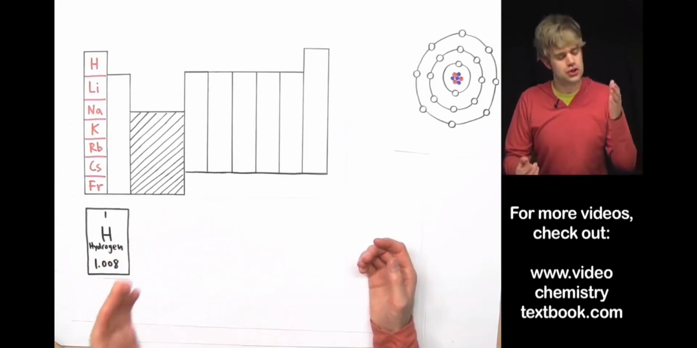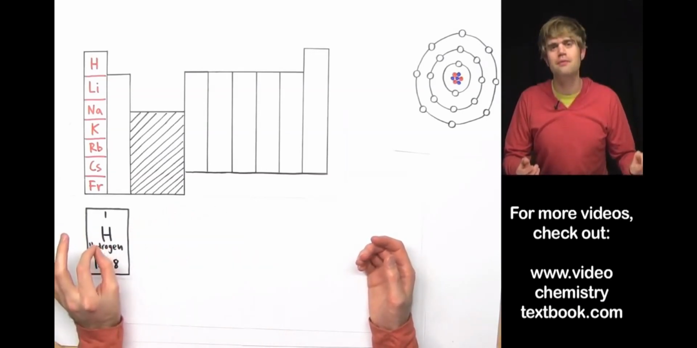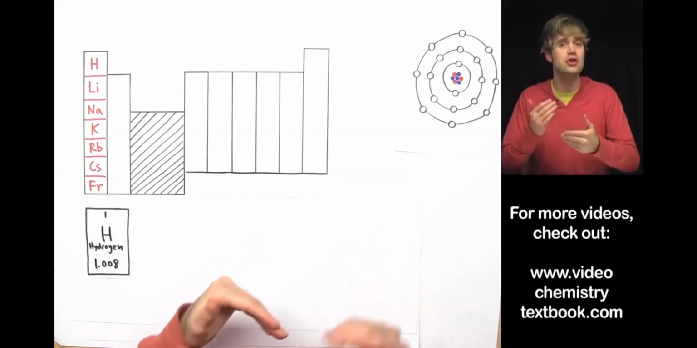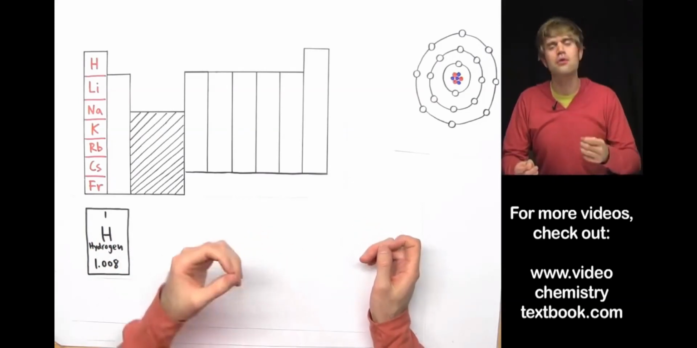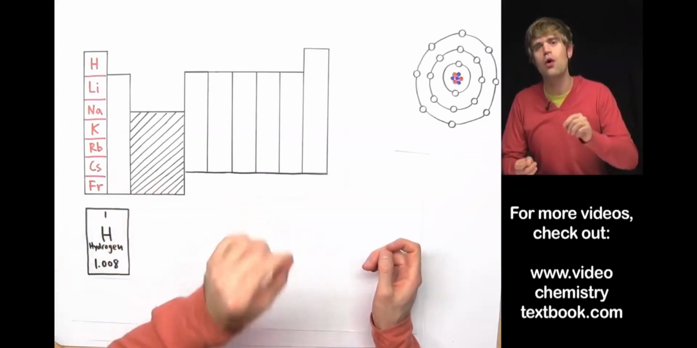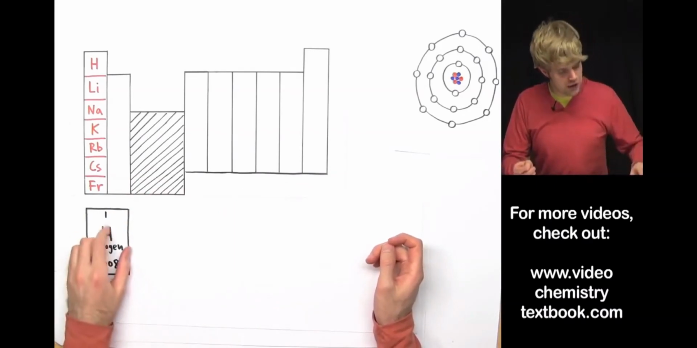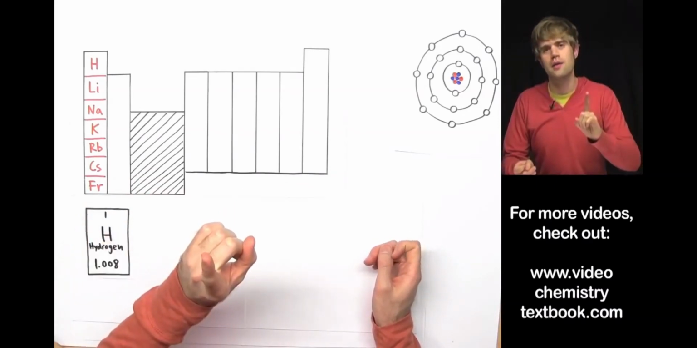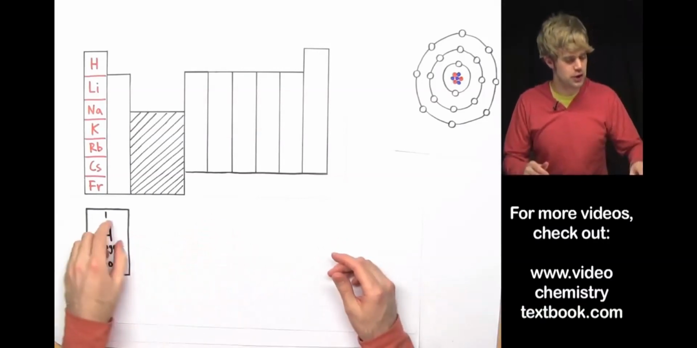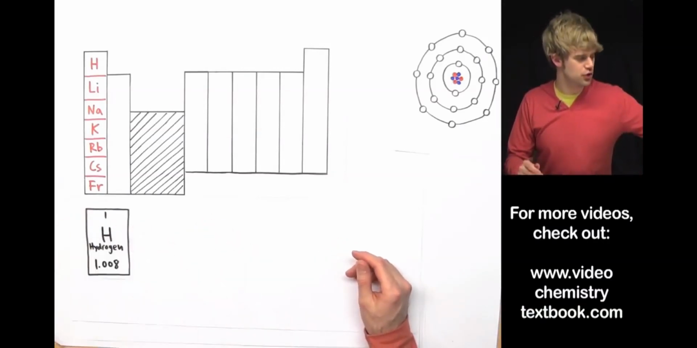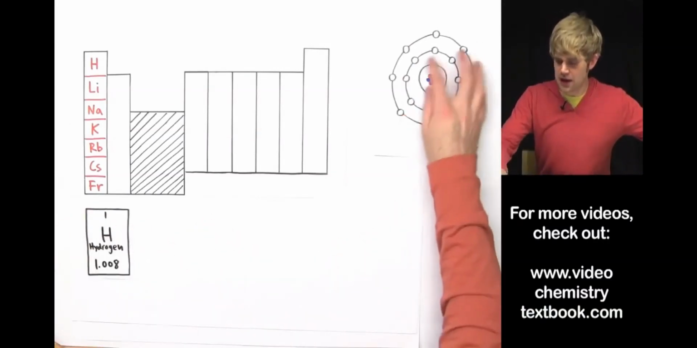Now, if we assume that this hydrogen atom doesn't have a charge, then the number of electrons is going to equal the number of protons. So hydrogen always has one proton, but if the atom is neutral, if it doesn't have a charge, it will also have one electron. So let's go back to this diagram of the atom here.